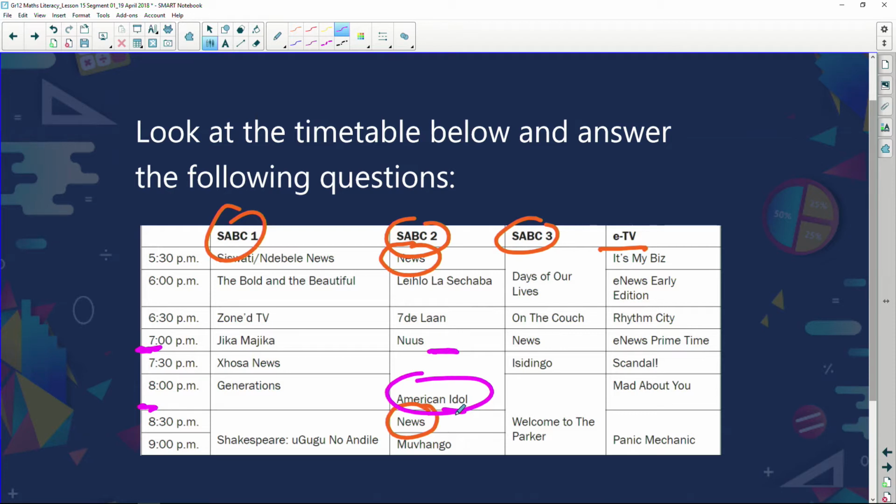Okay, so what is this question testing us? It's testing, can I find the information on the timetable? And then am I able to sort out times? Can I find a time difference?